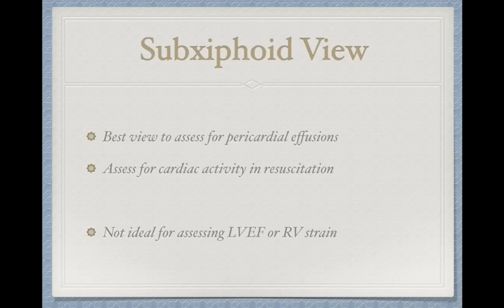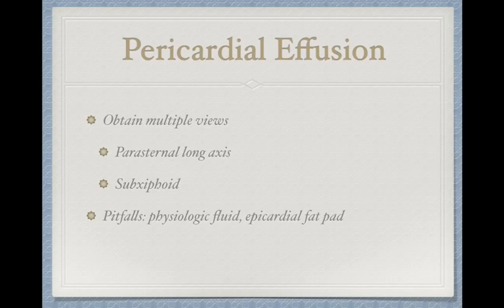So for pericardial effusions, you want to obtain multiple views. If you think you see a pericardial effusion in the subxiphoid area, that's probably a pretty reliable view. If you think that you may have seen one in the parasternal long view, but you don't see it in the subxiphoid, you incorporate multiple views to sort of make your final assessment. Plus, you also need to consider physiologic free fluid, epicardial fat pads, things like that are very common pitfalls.